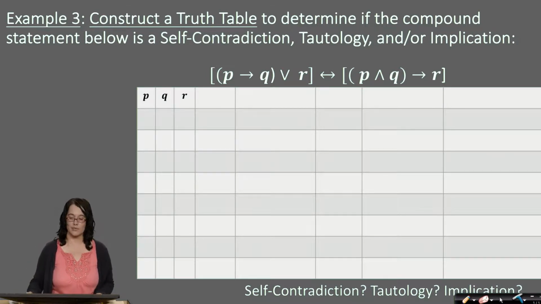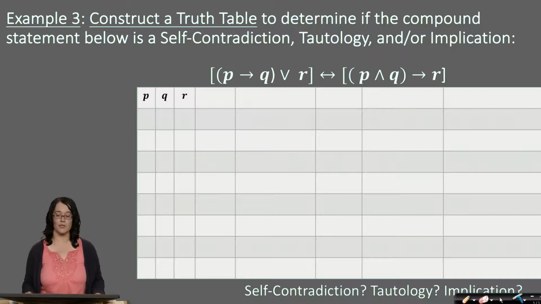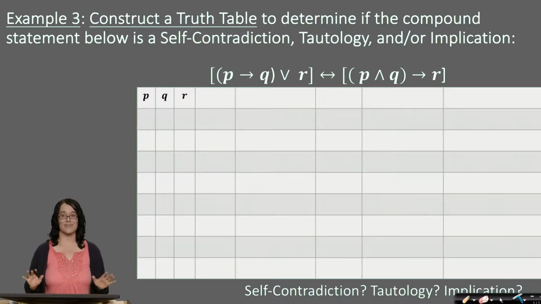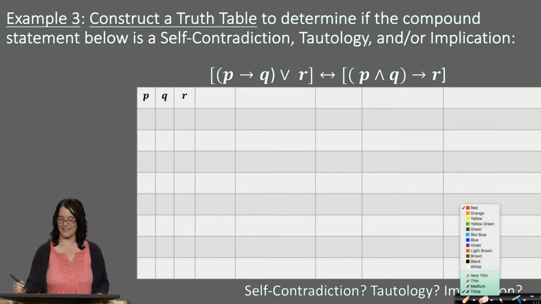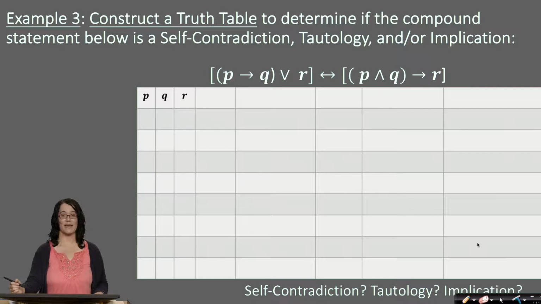Construct a truth table to determine if the compound statement below is a self-contradiction, tautology, and or an implication. So pause the video, see how you do. Come back, as usual. So let's see how you did. The first thing you did, hopefully, was create a truth table for 3 columns, P, Q, and R, since we see P, Q, and R, as well as 8 rows, because 2 to the 3rd power is 8.